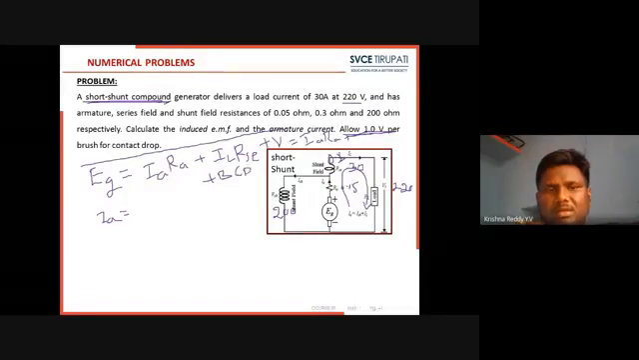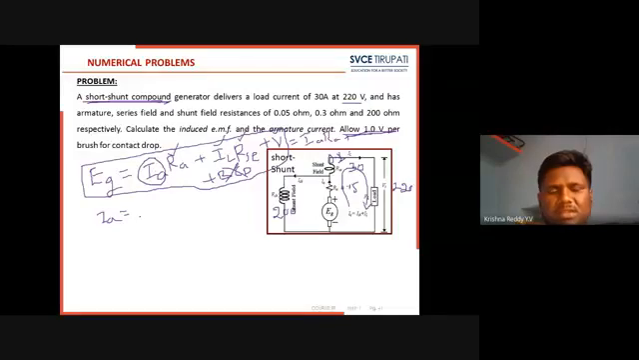Okay, if the problem gives the brush contact drop, you include it in this induced EMF equation. If the problem doesn't give the brush contact drop, we don't need to write it. We can write the equation up to IA RA plus IL into RSC plus V. Now, what is the armature current? Here, we know the values of RA, IL, RSC and V. We don't know the value of IA.